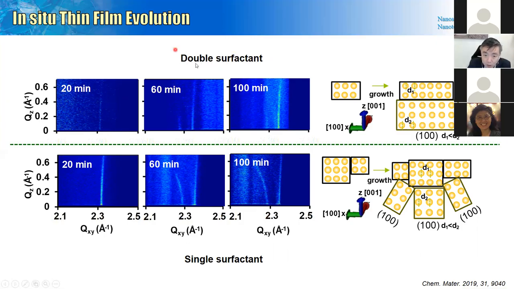And for this double surfactant, we don't really see too much a new crystalline formed underneath the sheet, but this peak becomes stronger and stronger, indicating the crystal just grow following the original arrangement built up by the surfactant monolayer to induce the growth of this monocrystalline material underneath the surfactant.